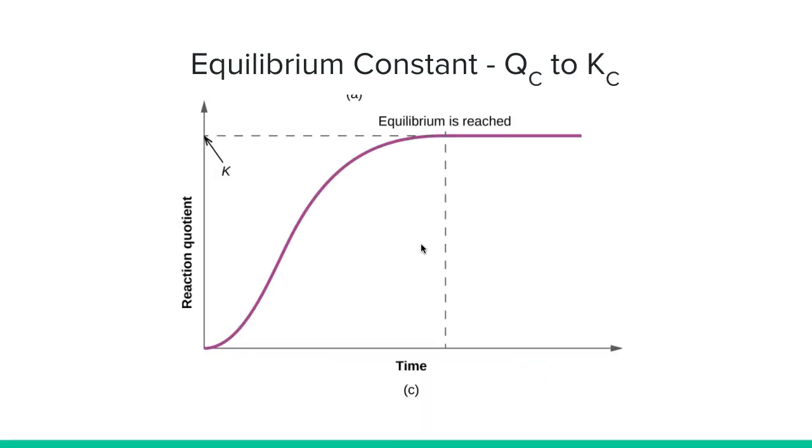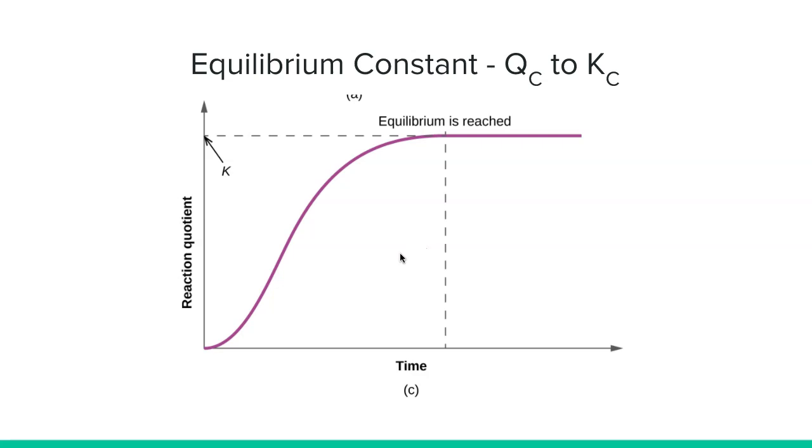So here we can take a look at it in a graphical representation. All right? Now it says here at the top, equilibrium constant, Q sub C to K sub C. So K sub C is used to represent the equilibrium constant, and Q sub C is anything leading up to that K sub C state. If you take a look at the graphical representation here, along the x-axis is time, because we need to give some amount of time for a reaction to occur, and then the y-axis is the reaction quotient.